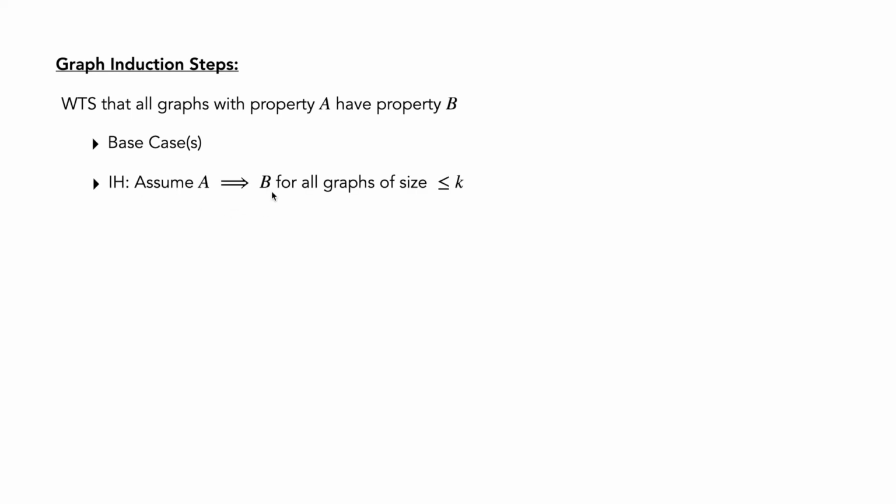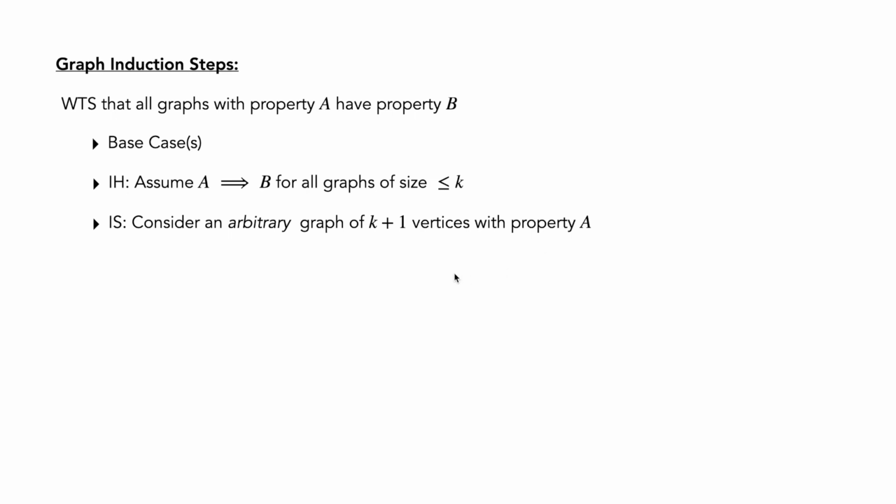So whenever you're doing graph induction, likely you want to show that all graphs with property A have property B. You'll start off with your base cases, which are usually pretty straightforward. In your induction hypothesis, you'll assume that property A implies property B for all graphs of size less than or equal to k. In your induction step, you'll start off by considering an arbitrary graph of k plus 1 vertices with property A. Our goal is going to be to show that this graph also has property B.